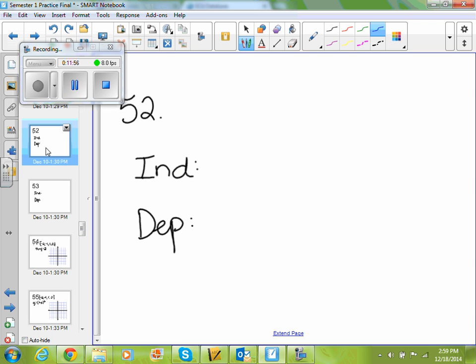Alright, on 52, we're identifying independent and dependent variables and writing a function in function notation. So we're told a baker spends $6 on ingredients for each cake he bakes. So we're talking about money and we're talking about cakes. Which one is going to be my independent variable?